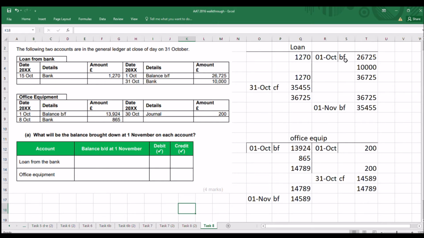Here we have the brought forward figure on the 1st of October. Bank figure coming in at 1,270 that we've paid off. So we've gone debit loan, credit bank here probably. We have, yes. And then we've taken out another loan. Here, debit bank, credit loan in there.